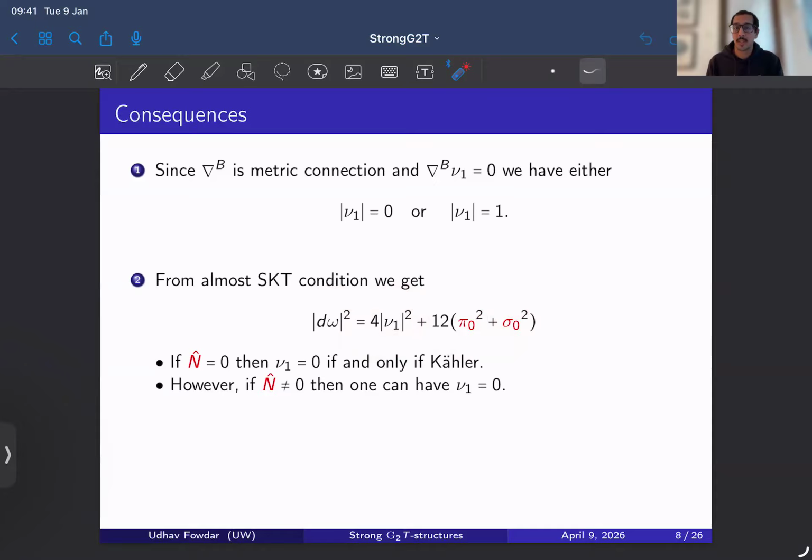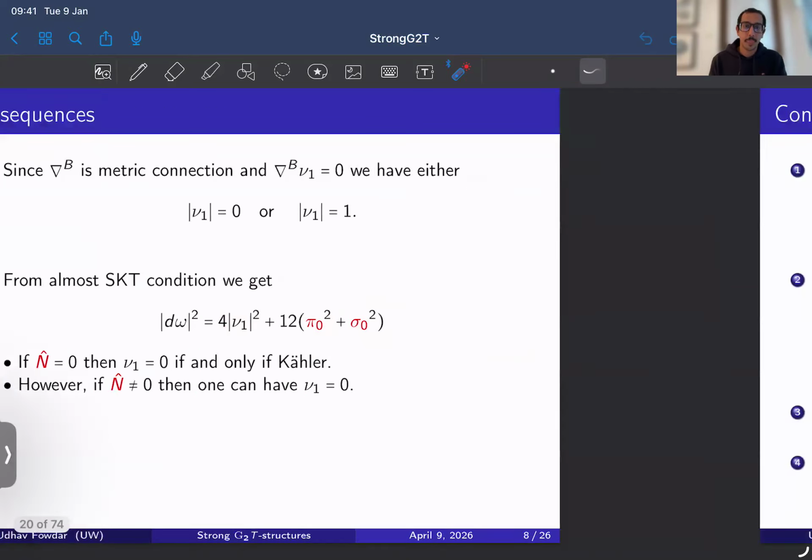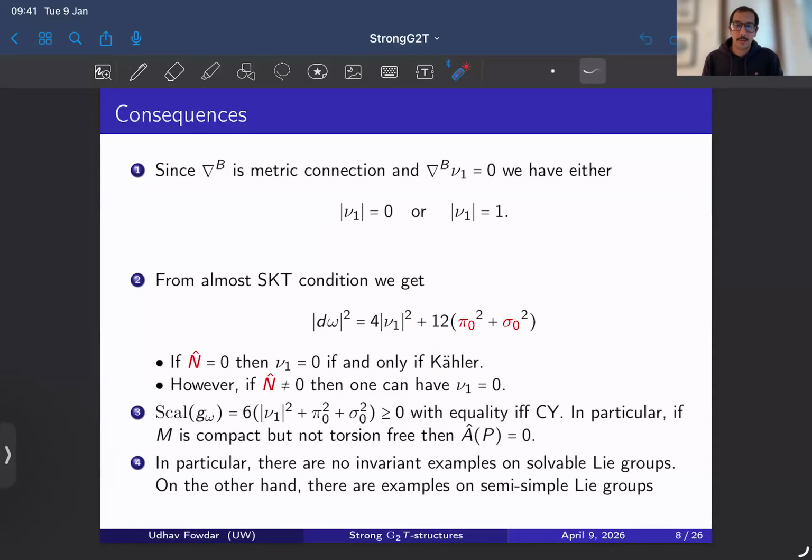On the other hand, if your manifold is not complex, so the Nijenhuis tensor is non-zero, then it could a priori be the case that the Lee form is 0. And then the manifold doesn't have to be Kähler because it is compensated by the presence of the Nijenhuis tensor. This is a dichotomy that can happen. And you can check from the equation that the scalar curvature of such a manifold is always non-negative, and it vanishes if and only if the manifold is Kähler, Ricci-flat. So in particular, this gives you an obstruction if your manifold is compact: its A-hat genus would have to vanish. So not every manifold can admit such a structure, for instance.